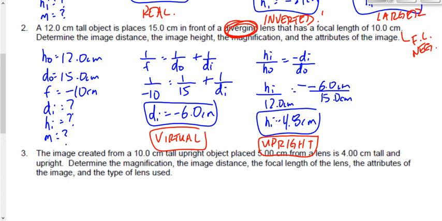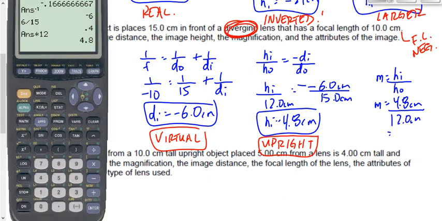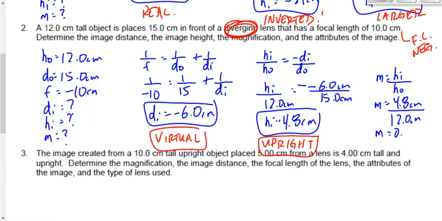And finally, the magnification. The magnification is HI over HO, which is 4.8 centimeters divided by 12 centimeters. We get a value there of 0.40. No units to go along with that, right? It's a positive value, which once again kind of just redundantly tells me that it's right side up. The fact that it's 0.40 tells me that the image is smaller.